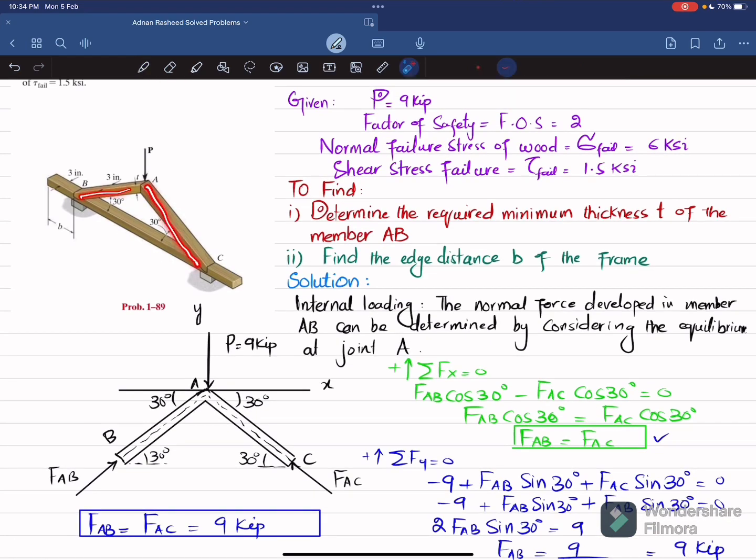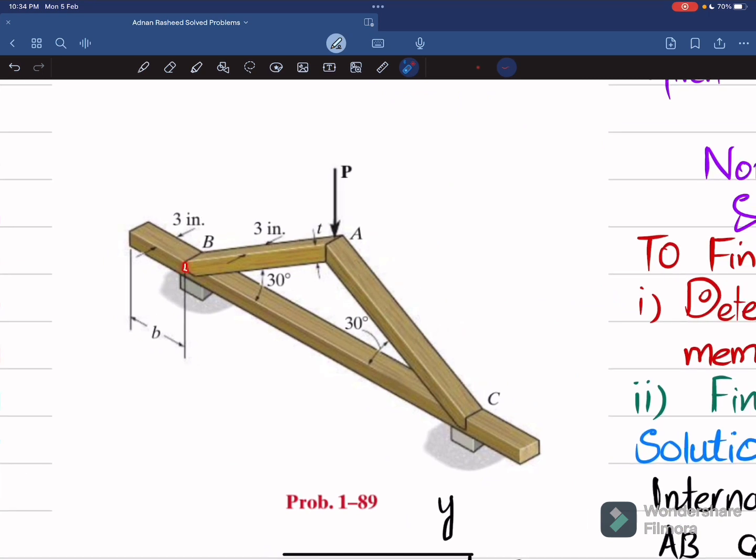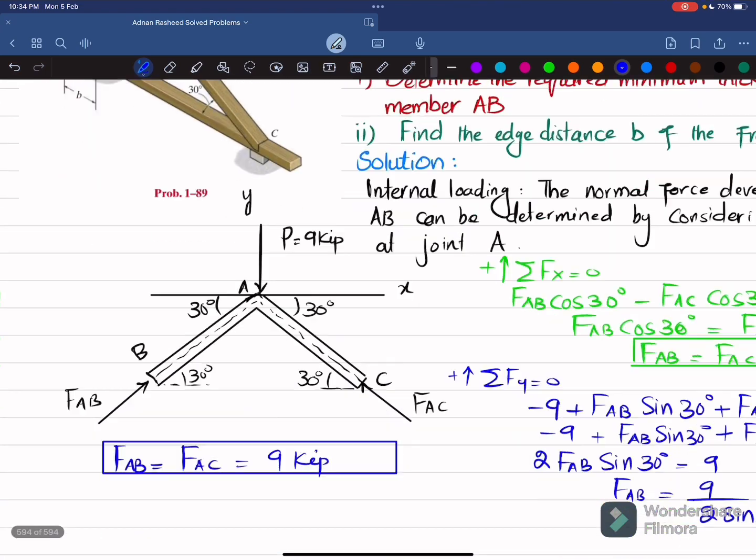So what we are going to do is that you can see this member is over here. Due to this force FAB, it will have two components, one along the x-axis and another along the y-axis. So this force will cause shearing in this region. So we'll find that. Let me draw its free body diagram.